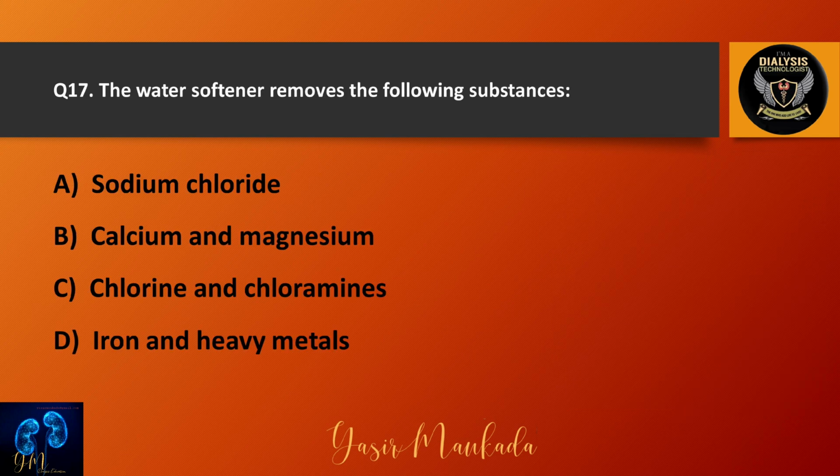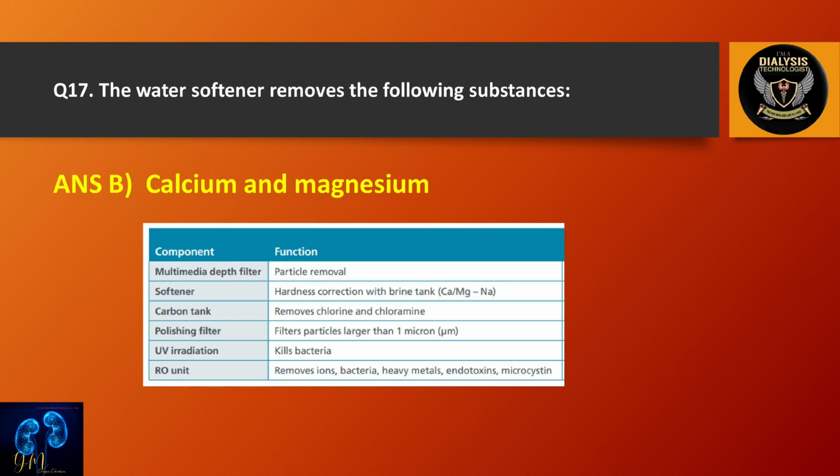Next question: the water softener removes the following substances. Option A, sodium chloride, option B, calcium and magnesium, option C, chlorine and chloramine, option D, iron and heavy metals. Look at this table. It shows the function of each component in the water treatment system. The multimedia depth filter will remove particles. The softener will remove calcium and magnesium, because water hardness is due to the presence of calcium and magnesium in the water. The softener uses an ion exchange method with sodium to replace the calcium and magnesium in the water. If you replace the calcium and magnesium with sodium, that will make the water soft.